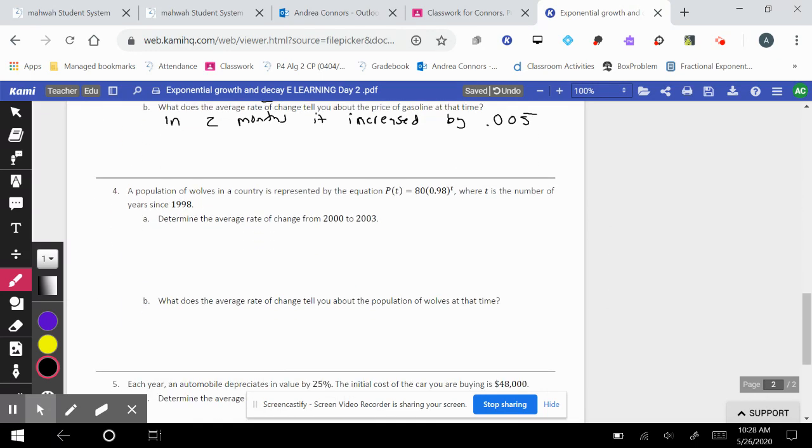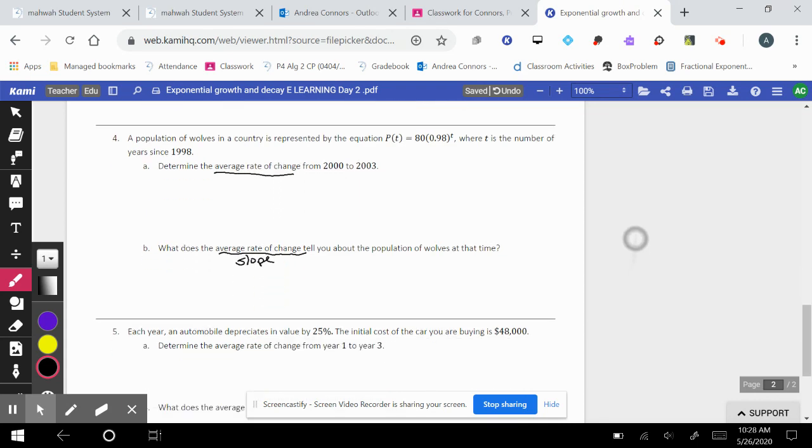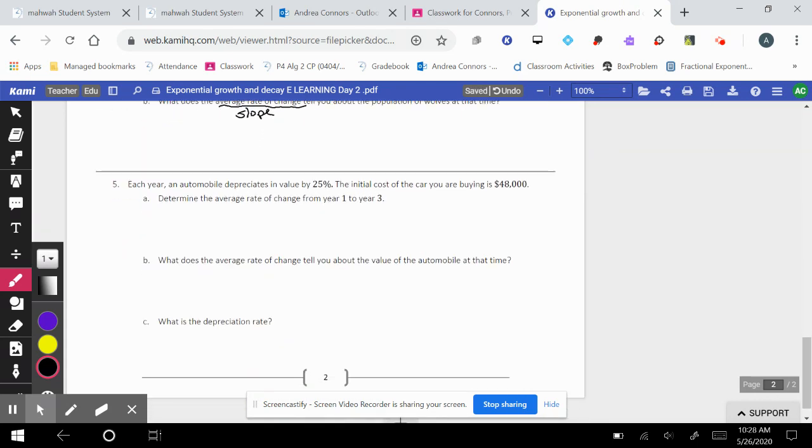So the rest of this should be very similar. So again, average rate of change, that's your slope. So remember that slope. And everything else looks good here.